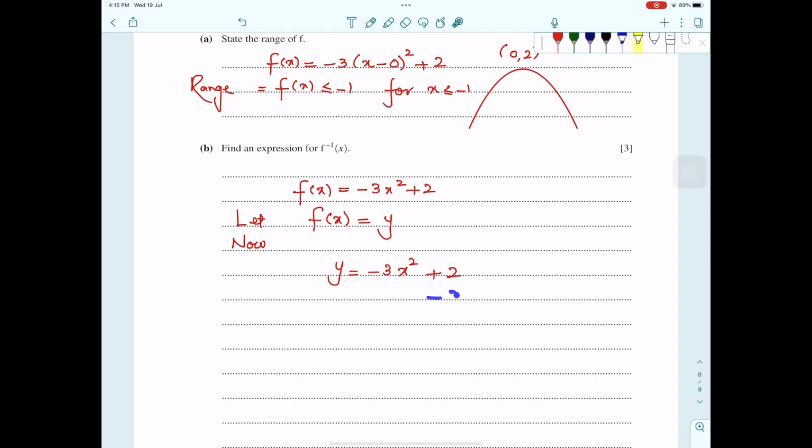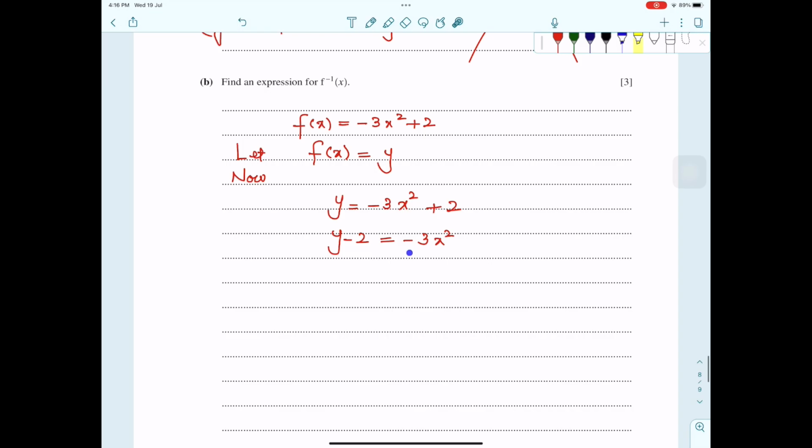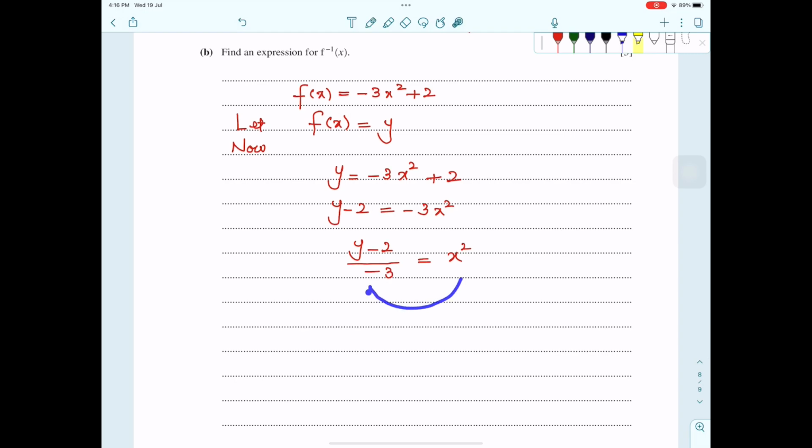So I'm going to plug y in the original function. Now we will subtract 2, and this is y minus 2, which is minus 3x squared. In next step, you can divide both sides by minus 3, and that will give you the value of x squared. So it is y minus 2 over minus 3, which is equal to x squared. If you write x squared on your left hand side and the function on your right hand side, you can do without changing the sign. So it is y minus 2 over minus 3.